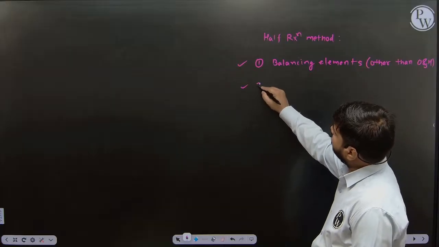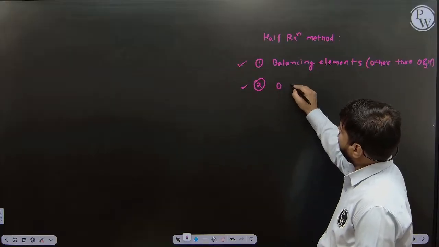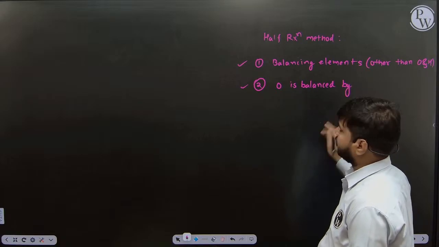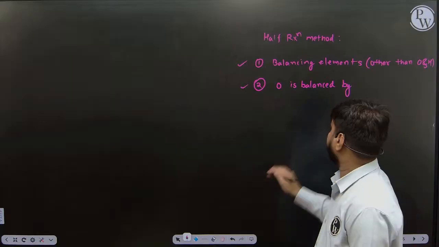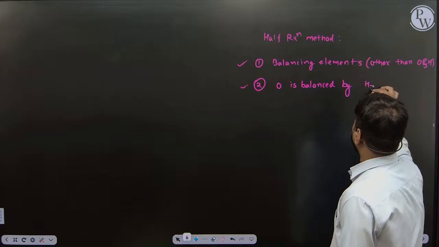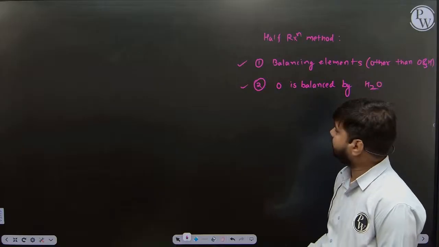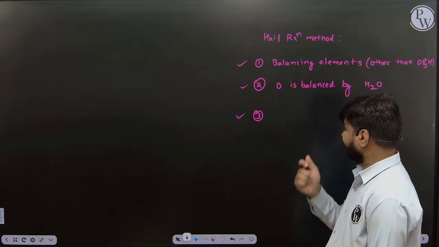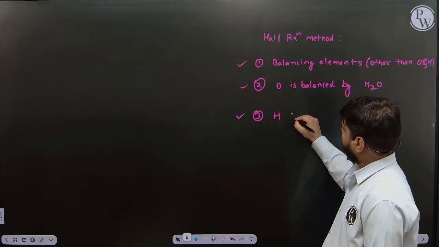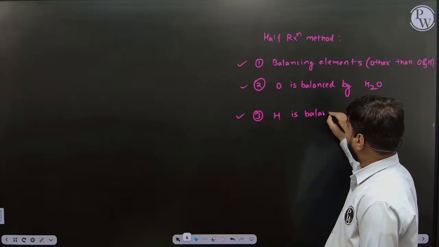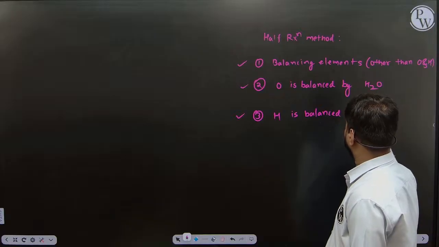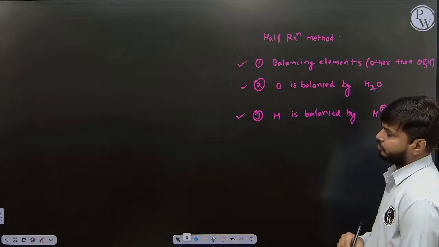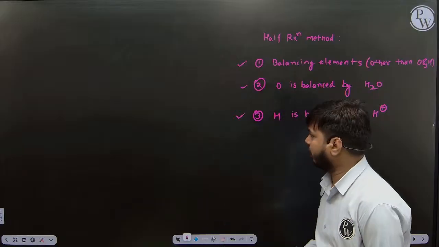Second way is, oxygen is balanced by water. Third is, hydrogen is balanced by H plus in the acidic medium.